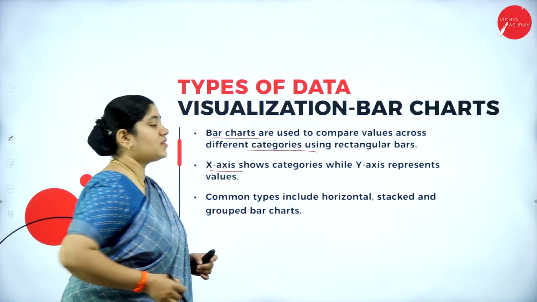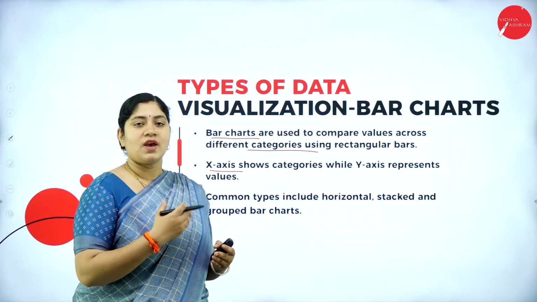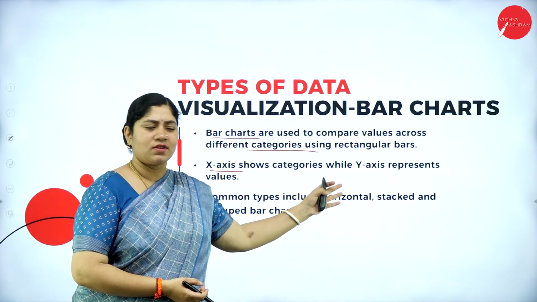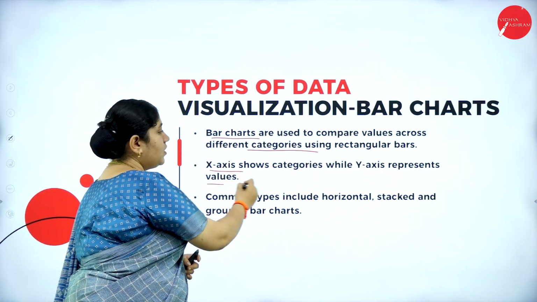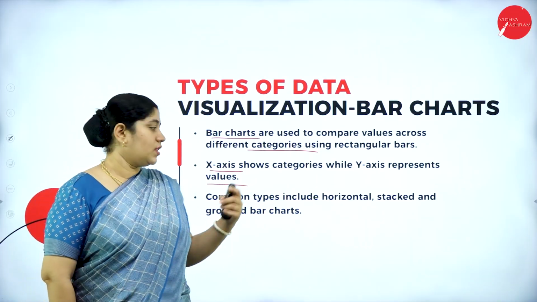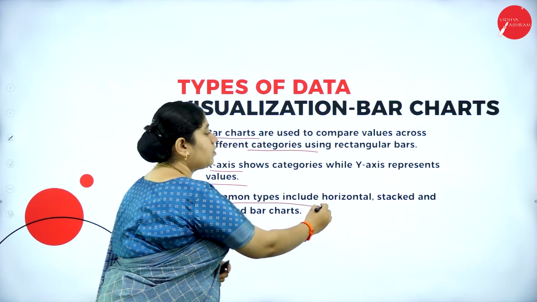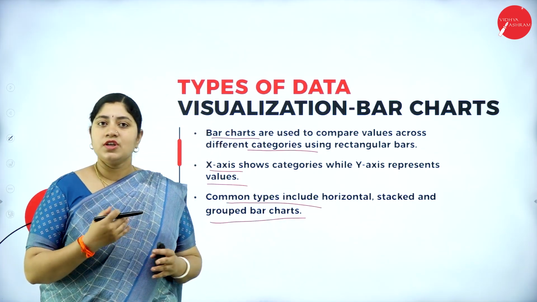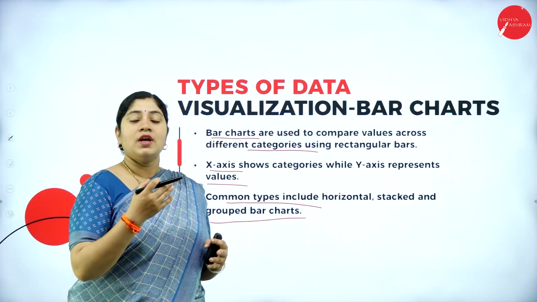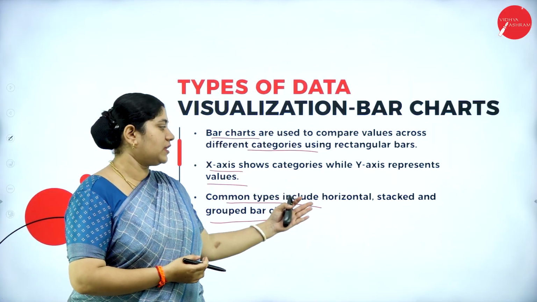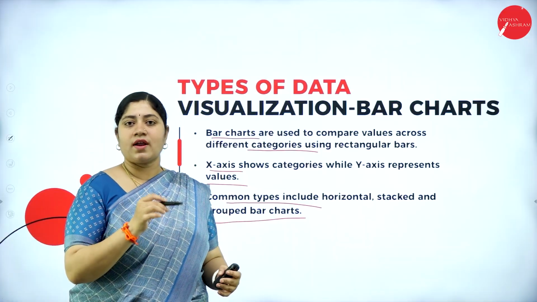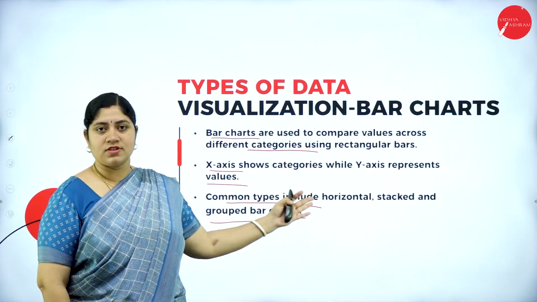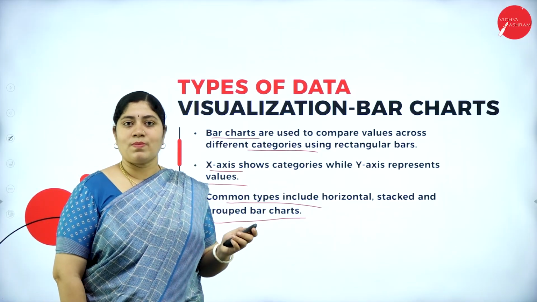Then what does the x-axis show? We have considered an example where we represent the x values with categorical values and y has the values, okay? Common types include horizontal, stacked as well as grouped bar charts. So even in bar charts we have multiple representations, which are the horizontal bar graph, the stacked bar graph as well as the grouped bar chart. So this is all about bar charts.